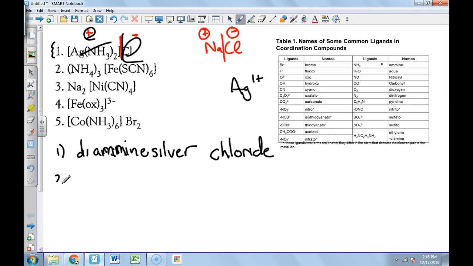Okay, so now number 2. Again, we need to get practiced at where to split this to know where the positive and the negative is. I'm always looking for these square brackets. That usually separates those ions. We have this half and this half, but we always want to name the positive side first. Going back to our sodium chloride, we name the sodium first, and then the chloride. The positive thing is always listed first.